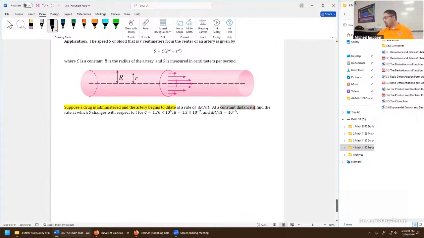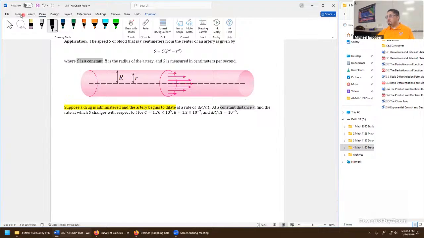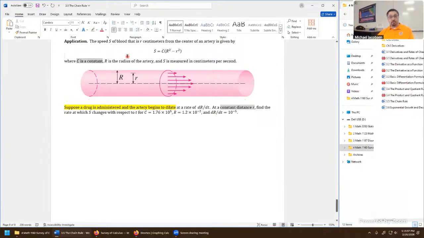Let's organize our constants. We have a constant here, lowercase r. That means we're only worried about a blood platelet being some fixed distance. It's not going to move up or down. We're imagining just right at that spot. C is a constant coming from just the human anatomy, biology of the problem. We want to find the rate at which S, the speed of the blood, changes with respect to time, for that specific constant, for that specific radius of the blood vessel, and if the blood vessel is dilating at that specific rate, growing or expanding at that rate.